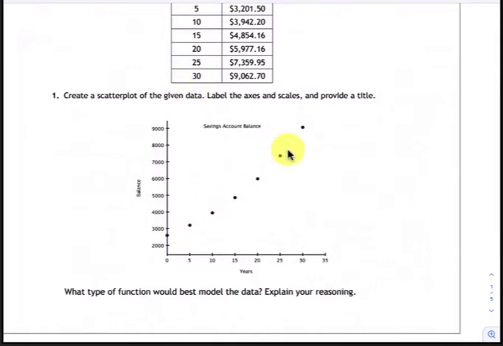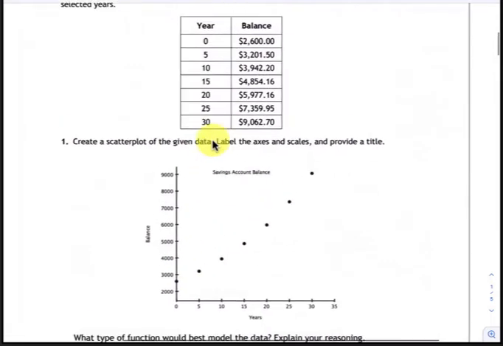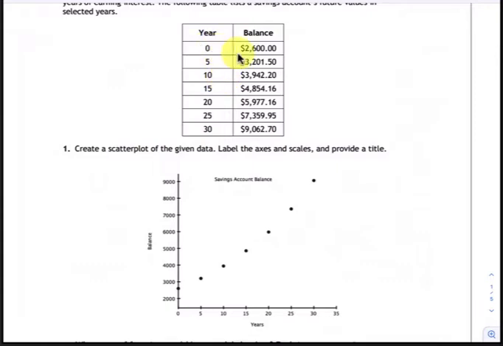In question 1, it asks us to create a scatter plot. Well, that is already done for us, so the first point that you see is the point (0, 2600). That would be this point here. And then the next point is (5, 3201.50), which is this point. So the scatter plot here is already done.